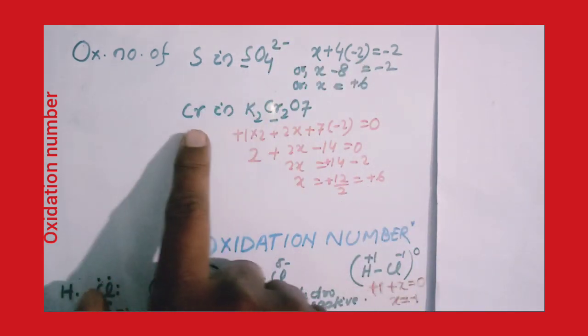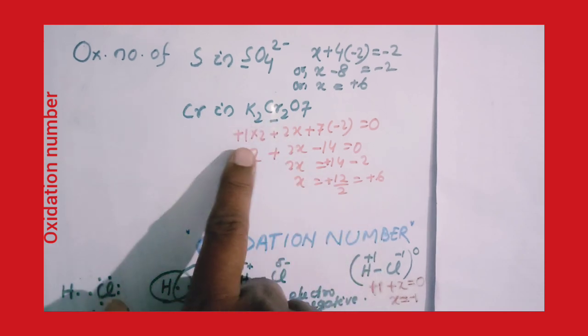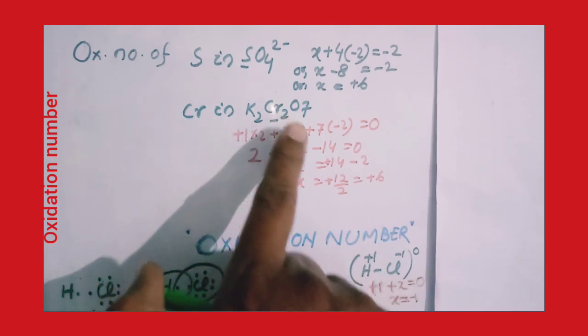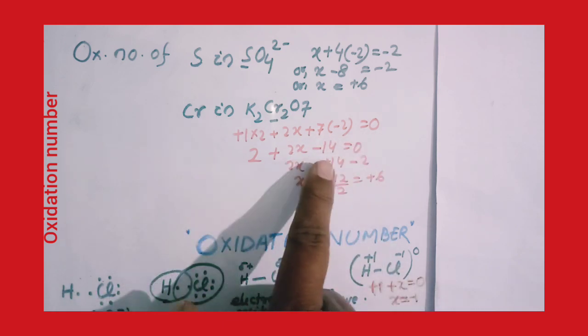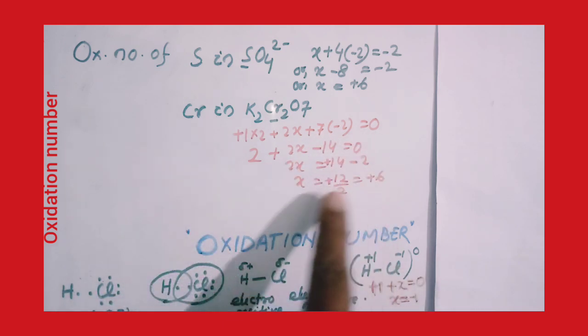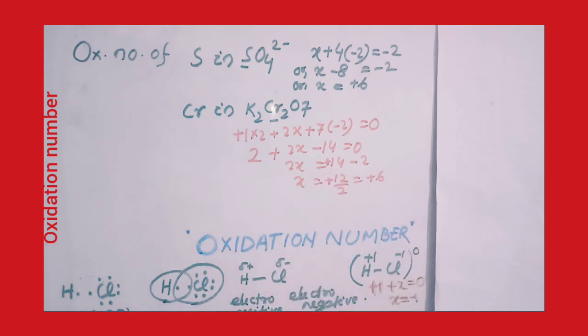In potassium dichromate, the oxidation number of chromium is found to be plus 6. You see, for potassium it is plus 1 into 2, for chromium this is 2x, for oxygen it is 7 into minus 2 is equal to 0. 2 plus 2x minus 14 is equal to 0, 2x is equal to 14 minus 2, or x is equal to 12 by 2, plus 6.